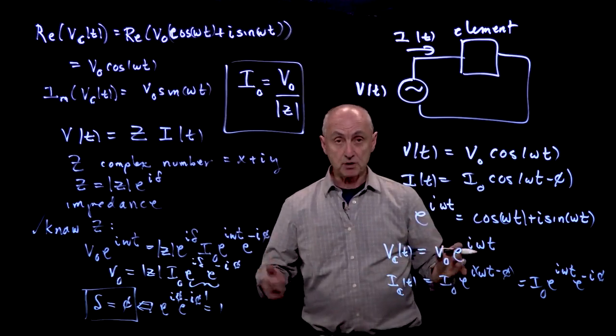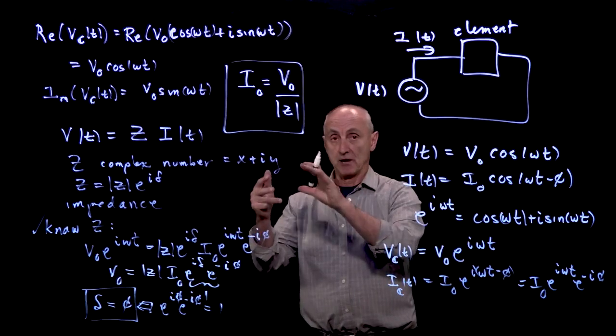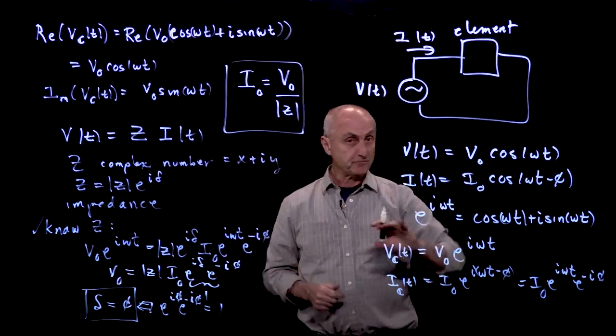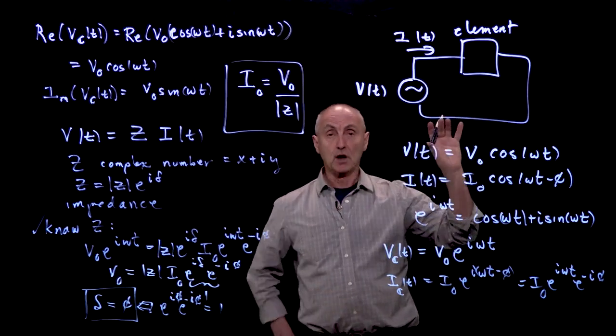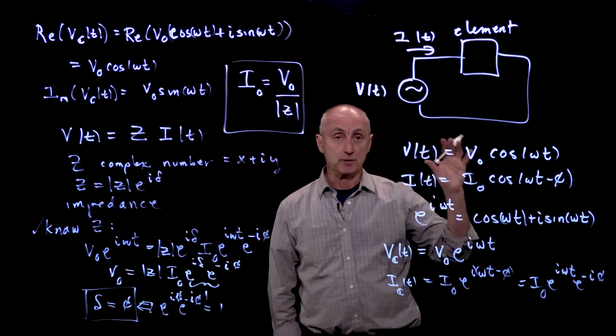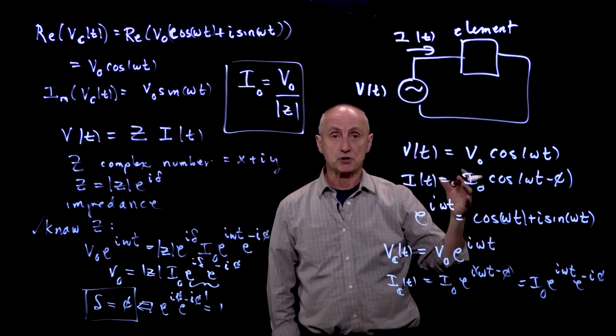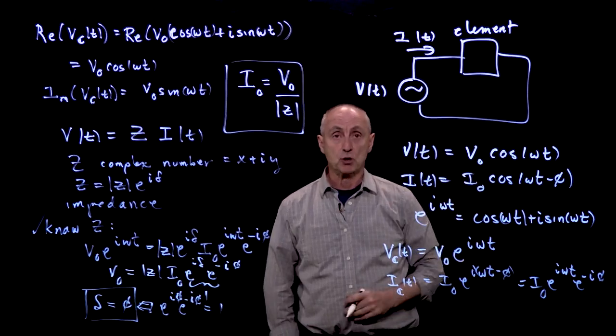Our next step will be to understand how to find Z for any combination of circuit elements, resistors, inductors, or capacitors, that are either in parallel or series.